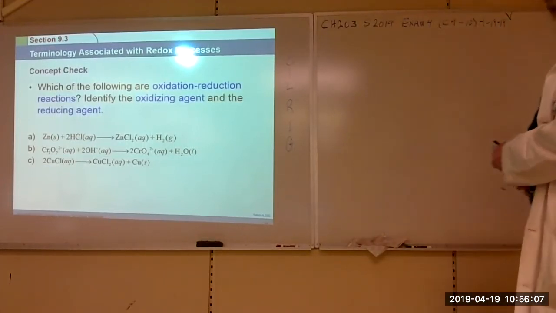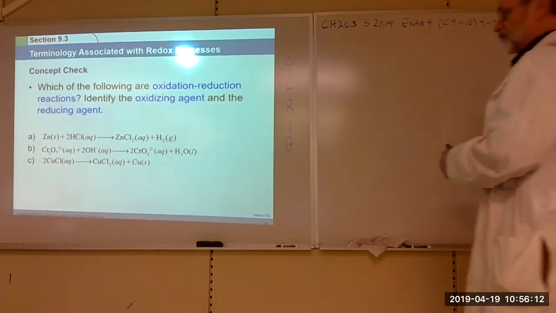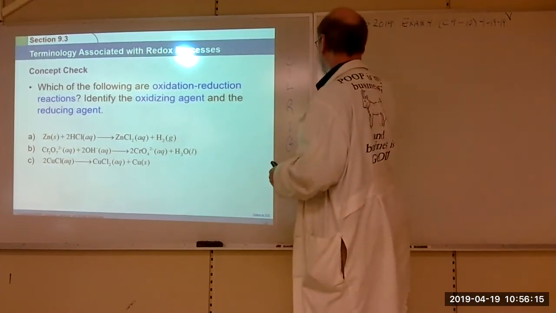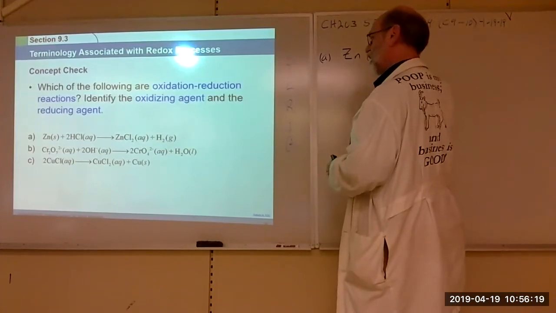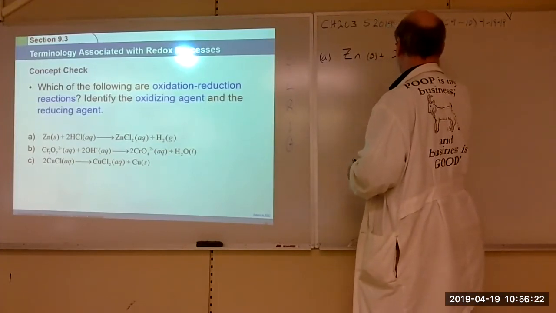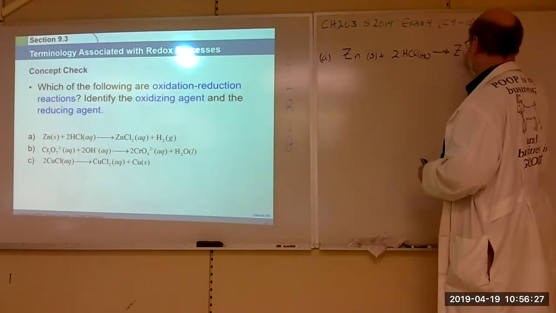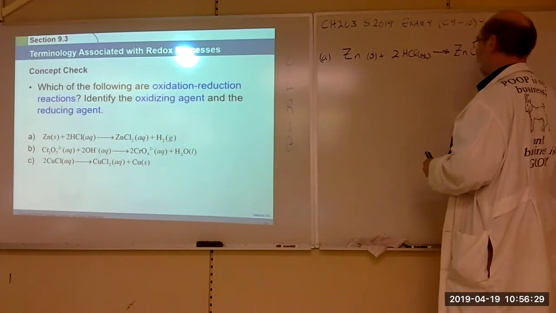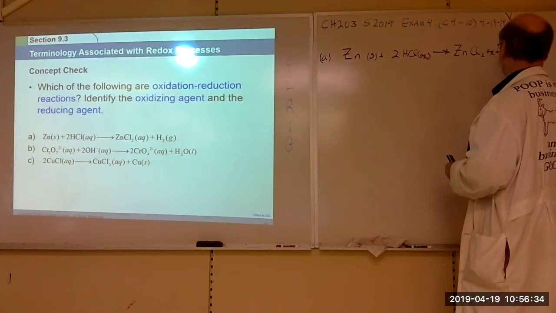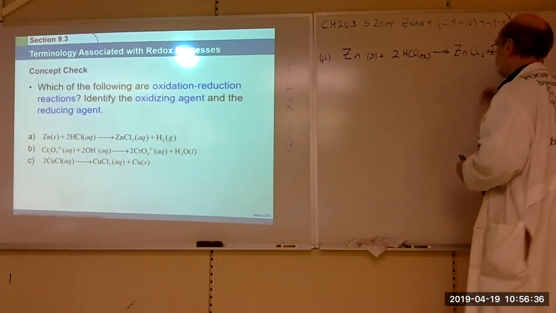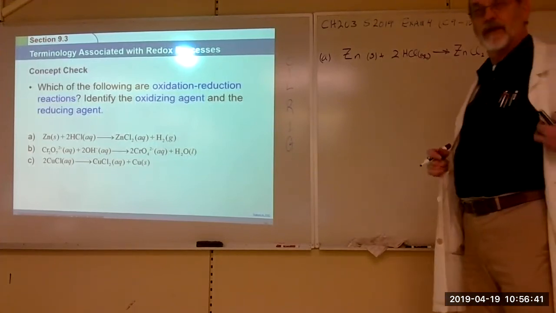Let's see if we can define which one of these is an oxidation reduction reaction, which one's not. For A, we have zinc plus hydrochloric acid yields what? Zinc chloride plus hydrogen gas. Is that an oxidation reduction reaction?